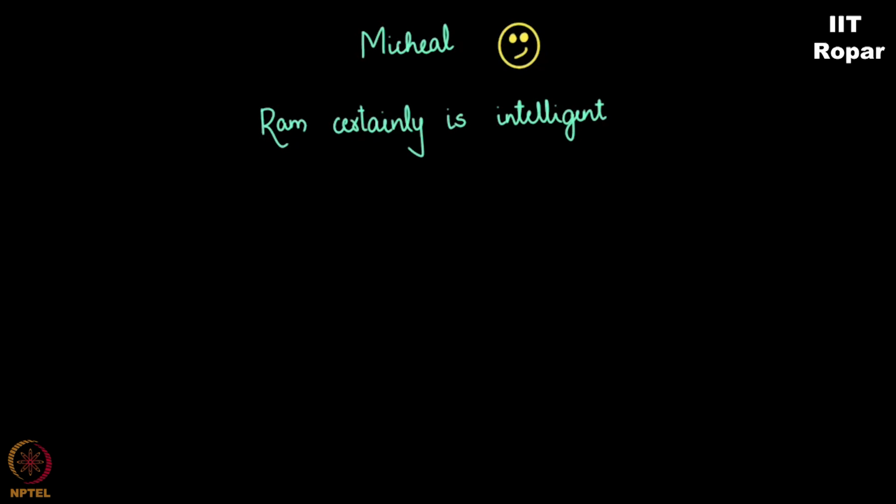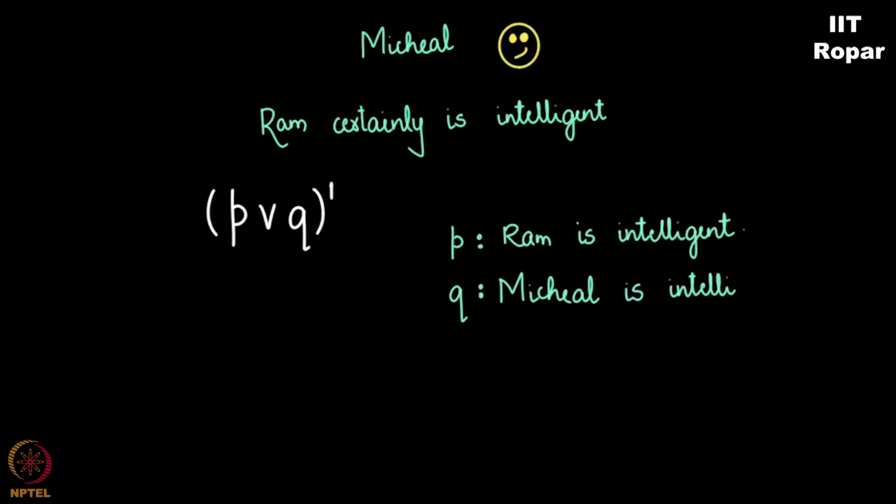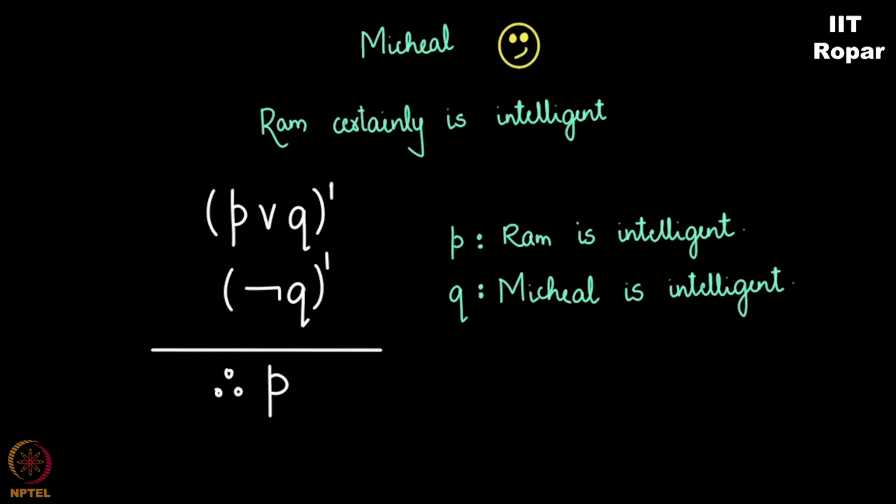Correct? Now, this is precisely what we solved before. I told you that P or Q is true. P is Ram is intelligent, Q is Michael is intelligent. And then you saw that not Q was true. Michael was not intelligent, and therefore you concluded that P is true. Now there's just a small difference. P and Q roles are interchanged here from the previous problem, but it is the same, as you can see. P or Q is true, Q is not true, therefore P must be true.